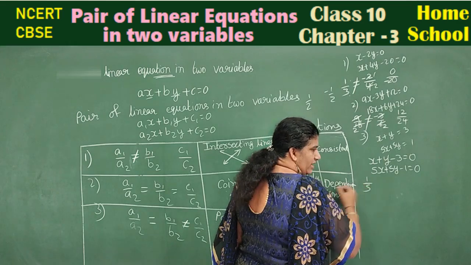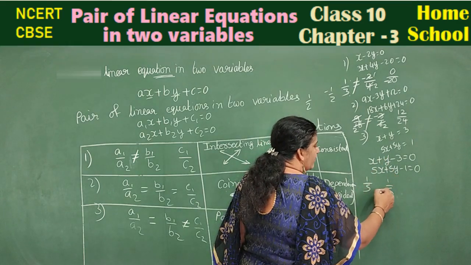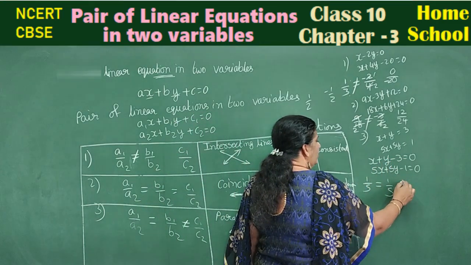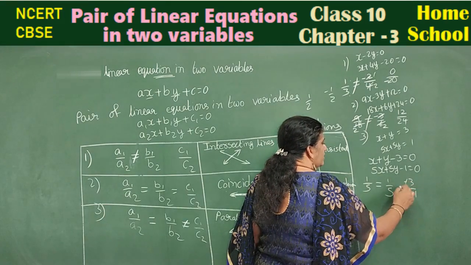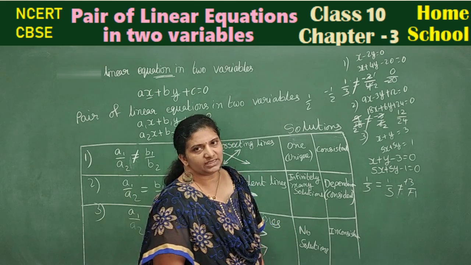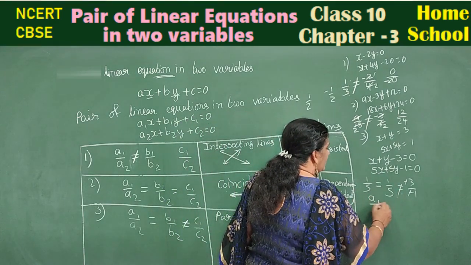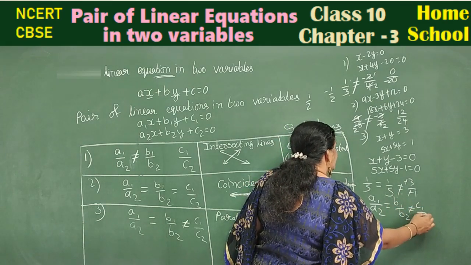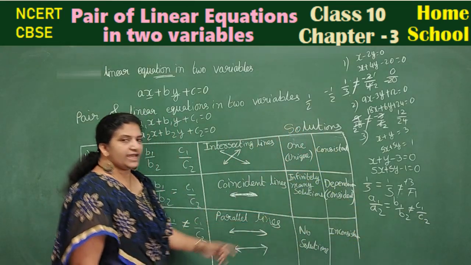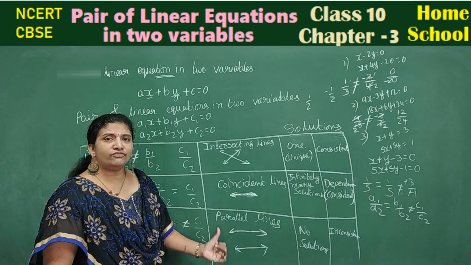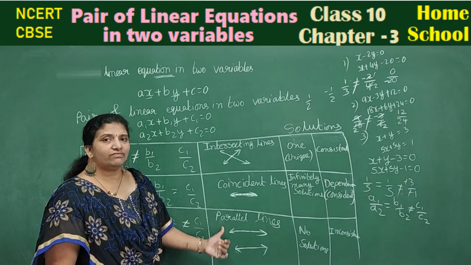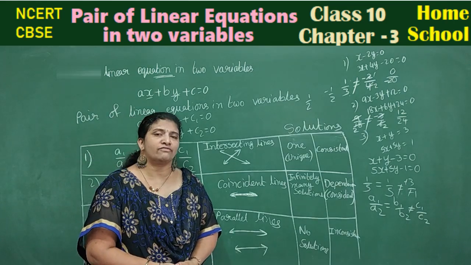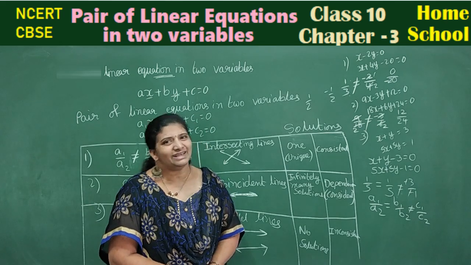a1 by a2 is 1 by 5. b1 by b2 is 1 by 5. So a1 by a2 is equal to b1 by b2. And here, minus 3 by minus 1, and this is not equal to c1 by c2. What is the ratio you can see? a1 by a2 is equal to b1 by b2 is not equal to c1 by c2. So, which case is it? It is the third case. Therefore, the two lines will be parallel. If they are parallel, there is no solution at all. If there is no solution, what can you say? Therefore, the pair of linear equations are inconsistent.